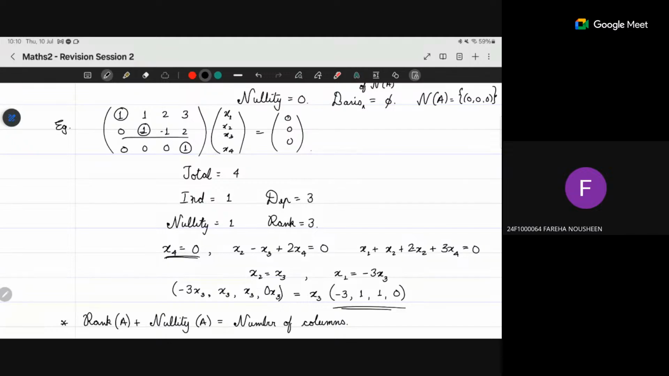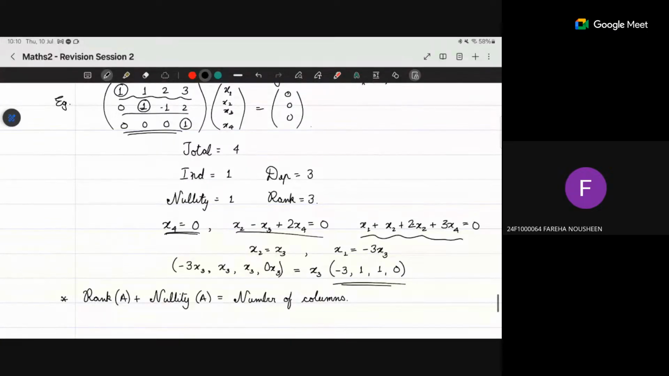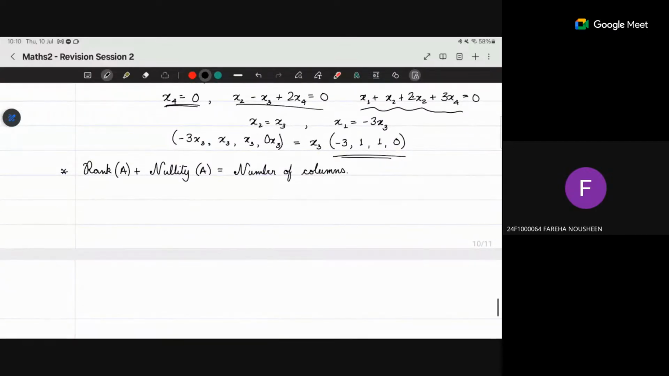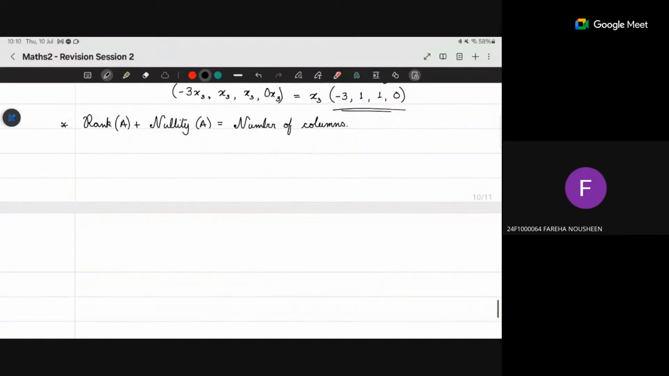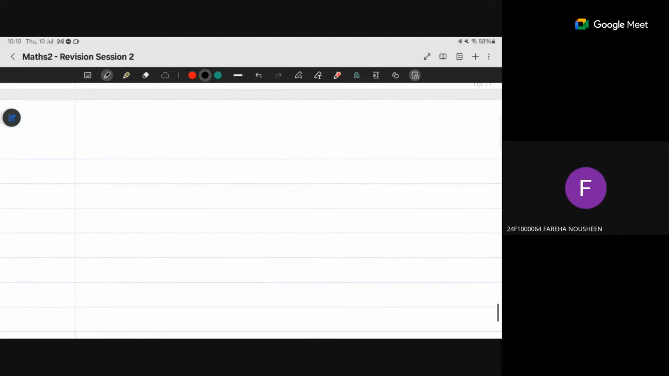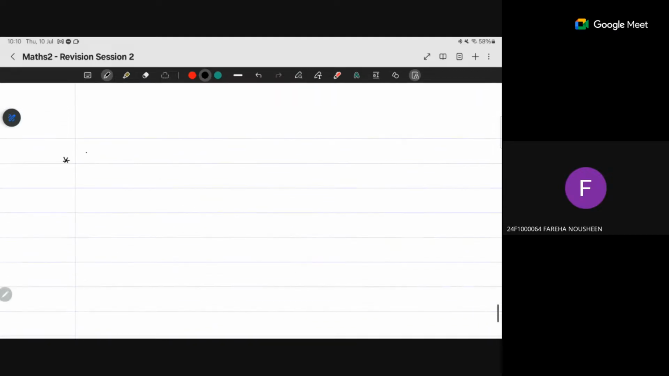Okay. This corresponds to this, and this corresponds to this. Okay. So this is rank-nullity, and quickly I'll just review linear transformations, and then let's stop.